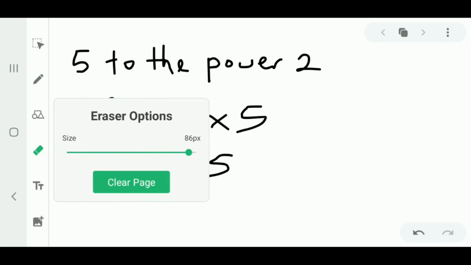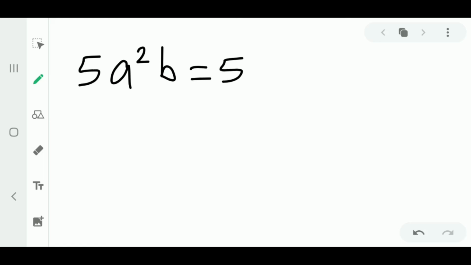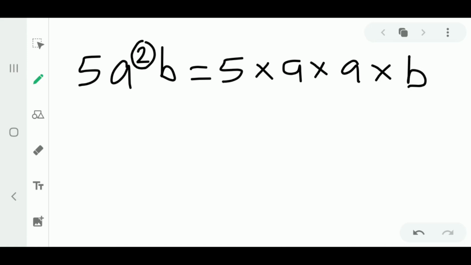Let's quickly do another one so that you get what I'm saying. Let's say you have 5a squared b. This is saying 5 times a times a times b. So the number in the power here tells you how many times something is being multiplied by itself. If you don't see a power, it means that there's a 1 there. So this would have a 1 here. That's why we only have it once.